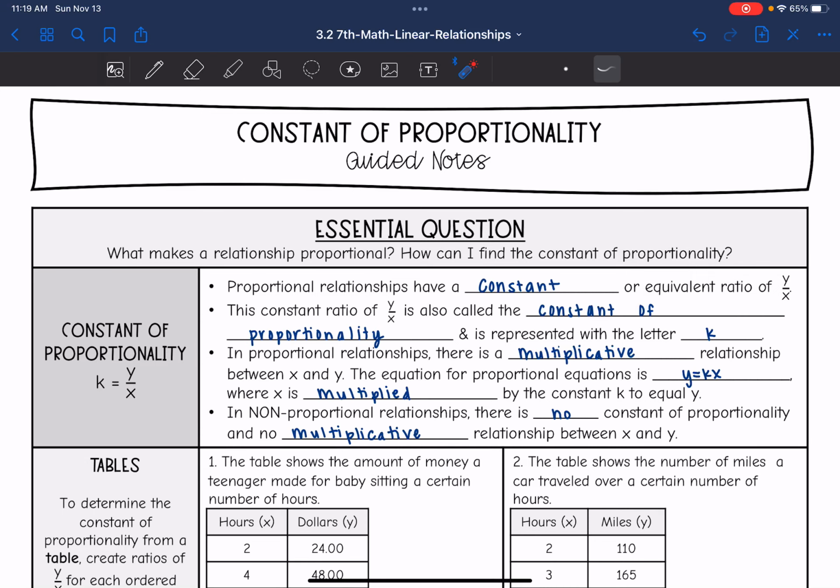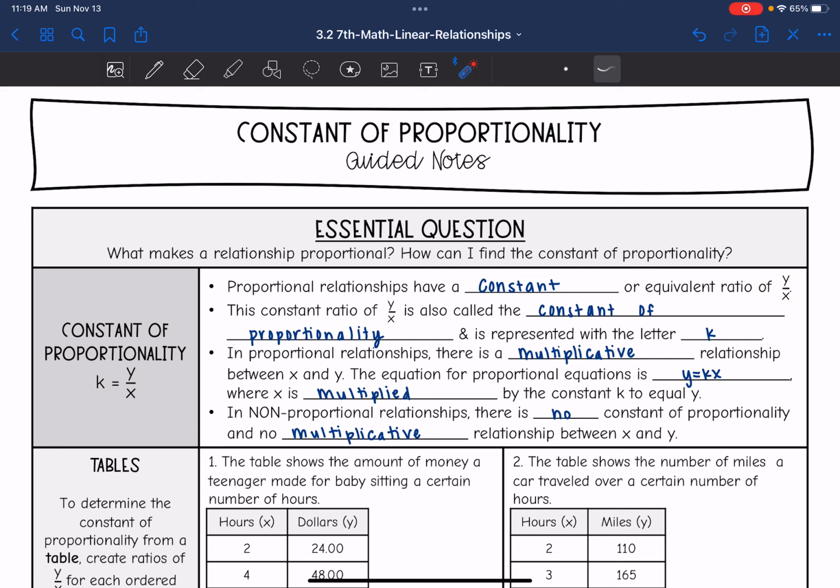Hey guys, today we're going to look at constant of proportionality. We're going to answer the question, what makes a relationship proportional and how can I find the constant of proportionality? So proportional relationships have a constant or an equivalent ratio of y over x throughout the whole relationship.